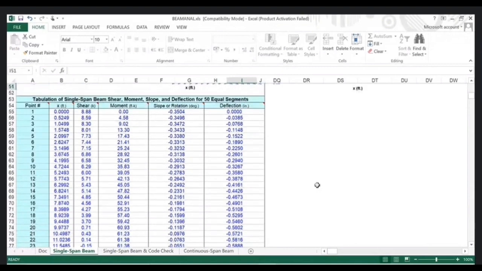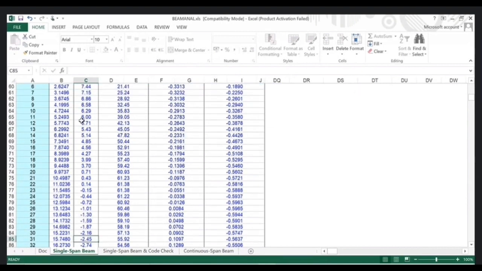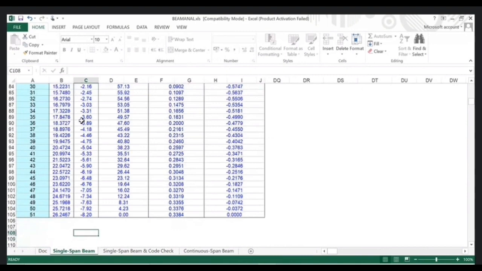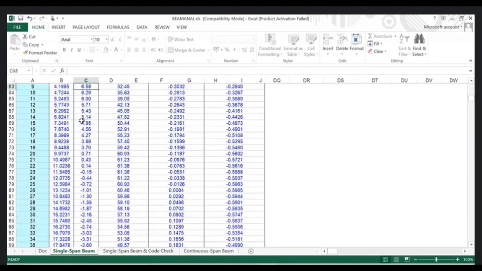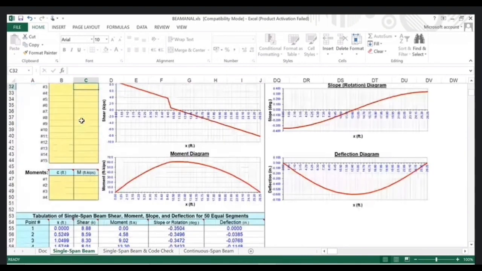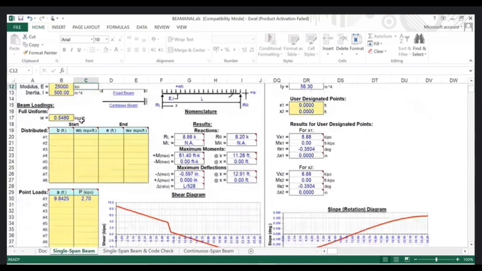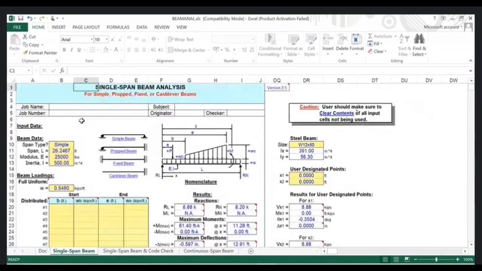So you can see here at the 0 point, the value of shear force is 8.88, the moment is 0, slope is 0.3504, and deflection is 0. You can check every one of the 51 nodes. Okay, so this is the simply supported beam. Apart from this, we can check our section in the fixed beam.